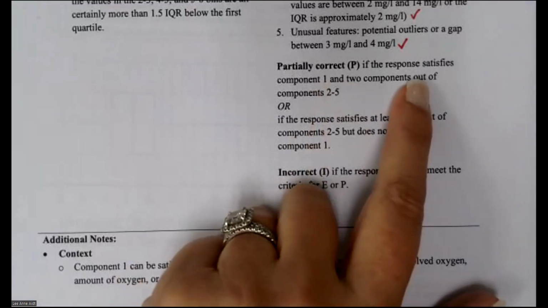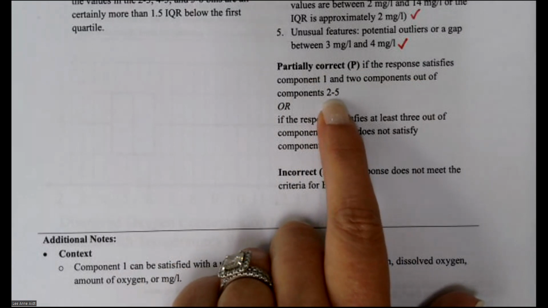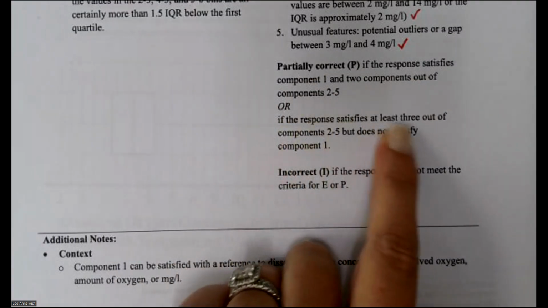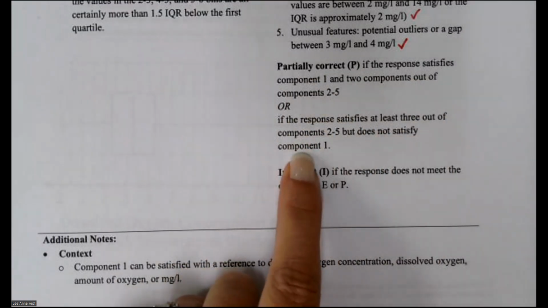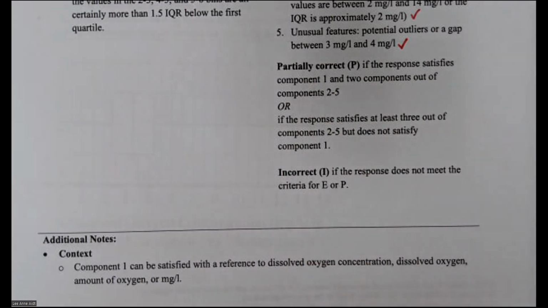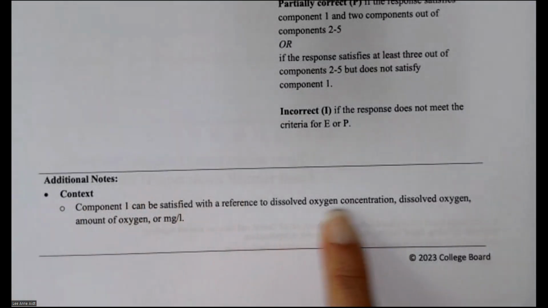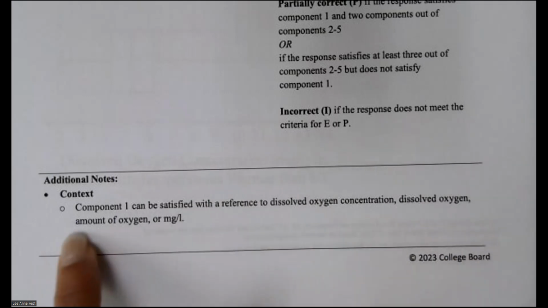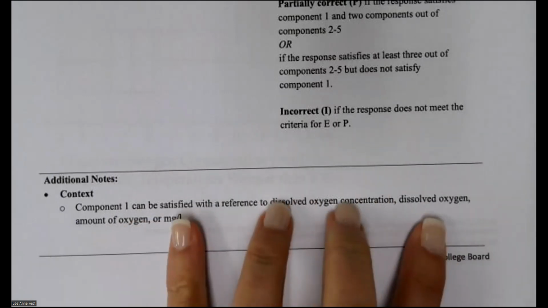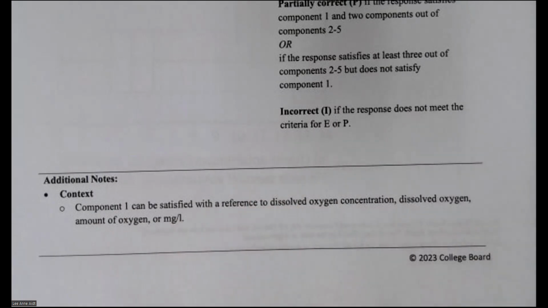You get a P if you satisfy component 1 and 2 of the other ones. Or if you satisfy at least 3 of the other ones, but did not put any context. And you get an I if it's something else. Okay, down here it says component 1 can be satisfied with a reference to dissolved oxygen concentration, dissolved oxygen, amount of oxygen, or milligrams per liter. So that's all those things are for context.